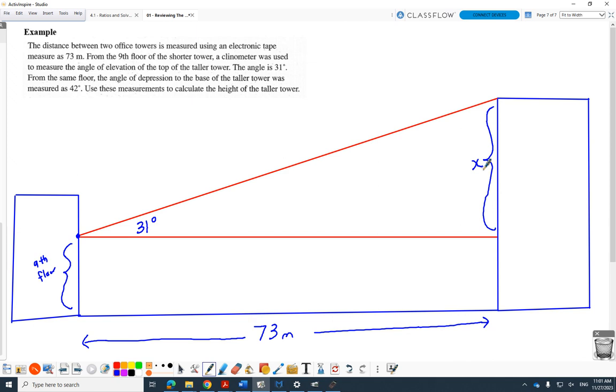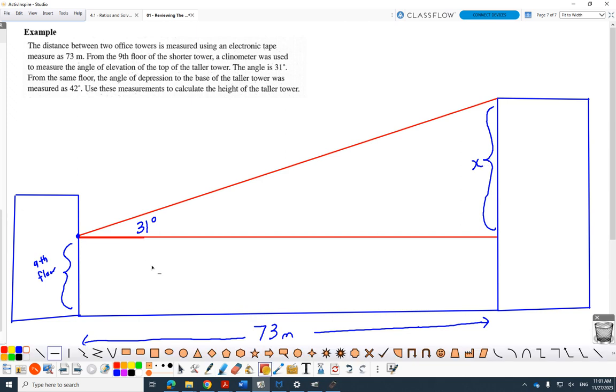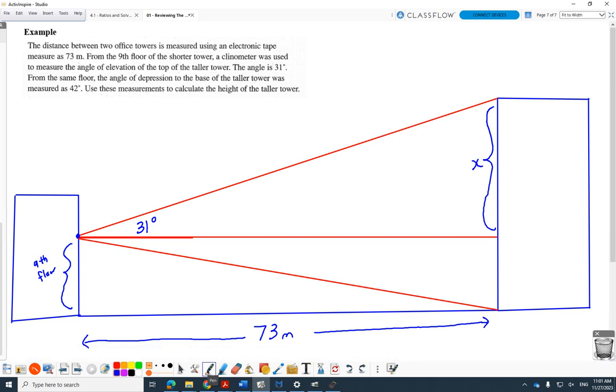Next, from the same floor, the angle of depression, 42 degrees. Let's be clear about what I can accomplish now. Using that 42 degrees and the 73 at the bottom, I could calculate, whoops, I don't want to put it there. I'm going to put it here. I can calculate this distance, which I will call y. Is that enough to get the height of the tower? Yeah, because I can just add x and y at the end.